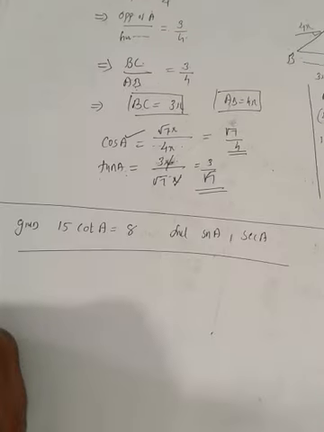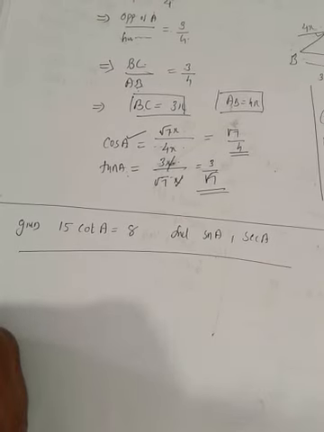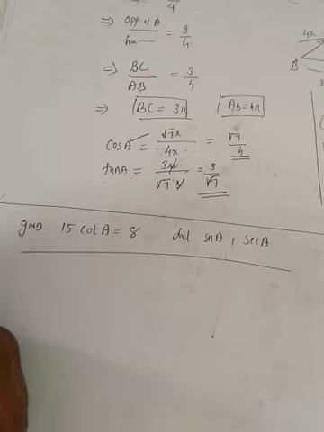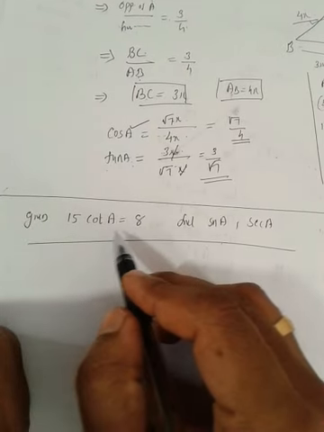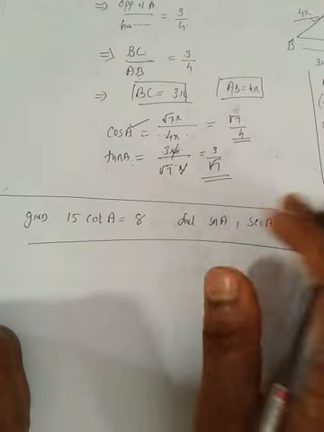Okay. So we will wind up the session by discussing the fourth question. Given 15 cot A is equal to 8, find sin A and sec A.